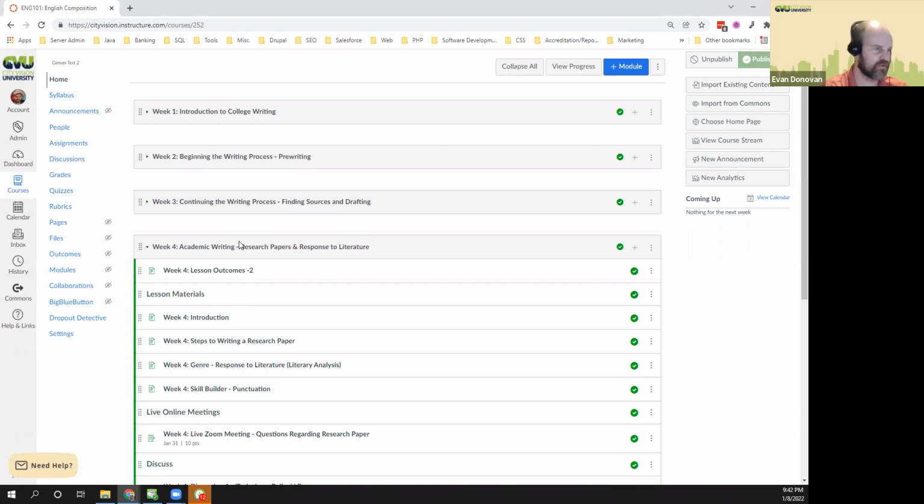Compared to some of the previous weeks, this is a lighter week in terms of readings and videos, because now that you've identified your initial list of sources, you should be doing the research for your 10-page research paper. This week, we'll be talking about a response to literature, also known as a literary analysis, as a specific genre of writing, and also providing more resources on the steps to writing a research paper. You'll be submitting an outline of a research paper as your major assignment for this week.